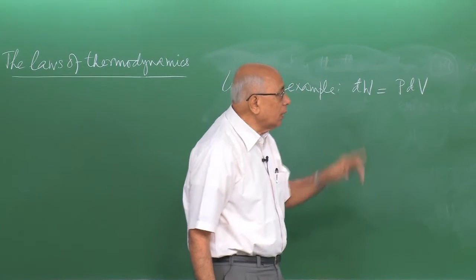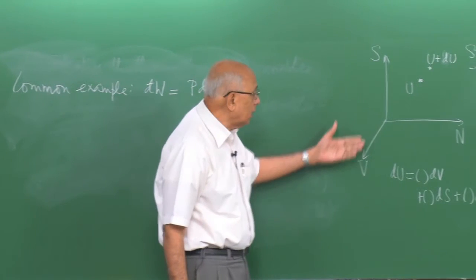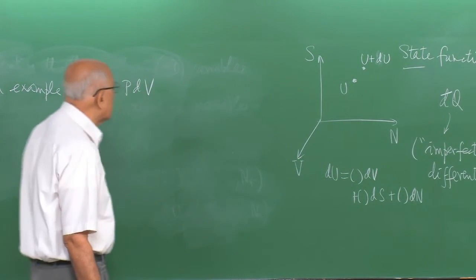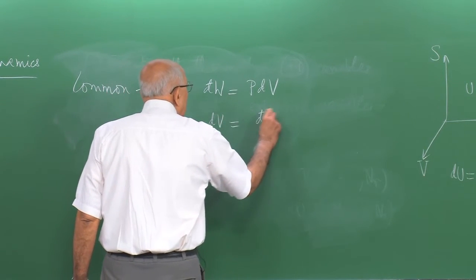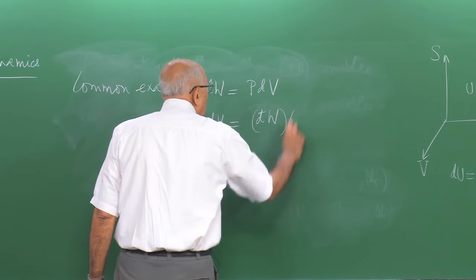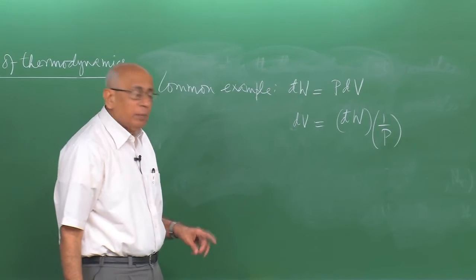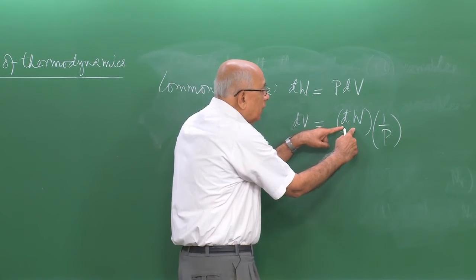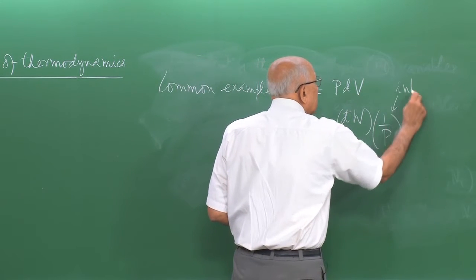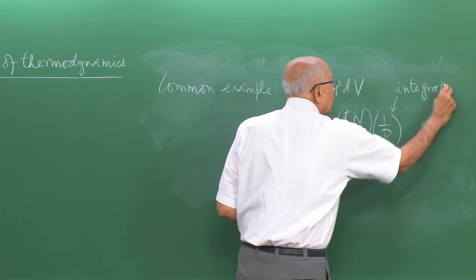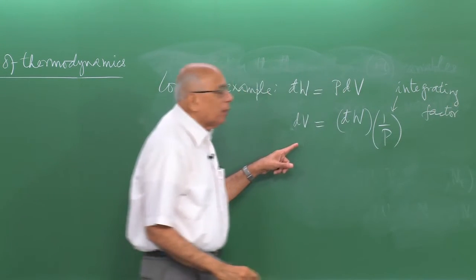But what you must note here is that dV is a perfect differential, it is the differential of one of these independent state variables. So it actually says that dV equals dW times 1 over P, and in terms of mathematics what it means is that when you have an imperfect differential like this, you can multiply it by what is called an integrating factor, to make it a perfect differential.